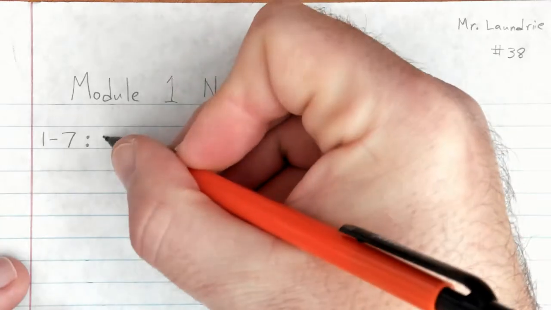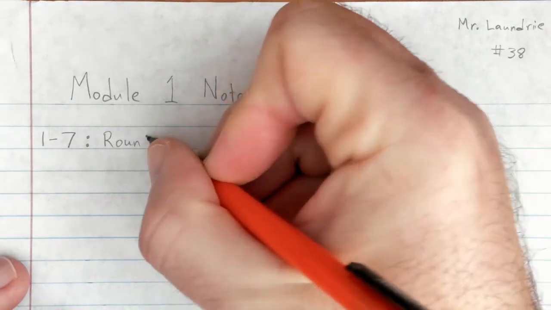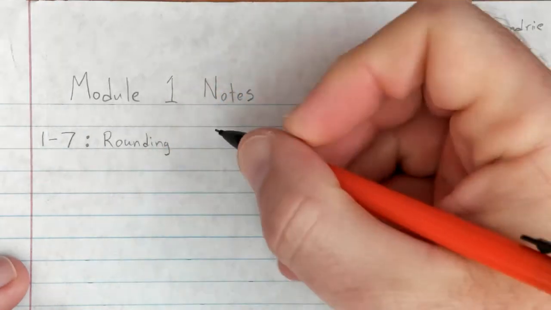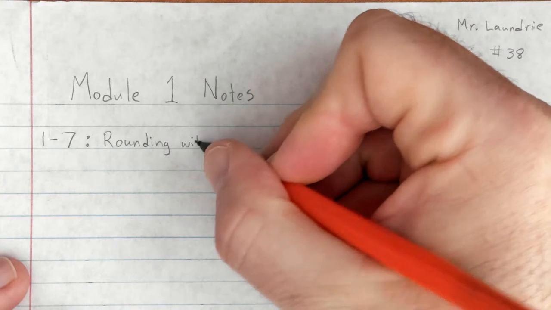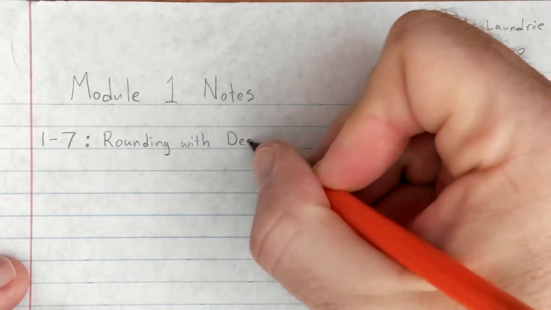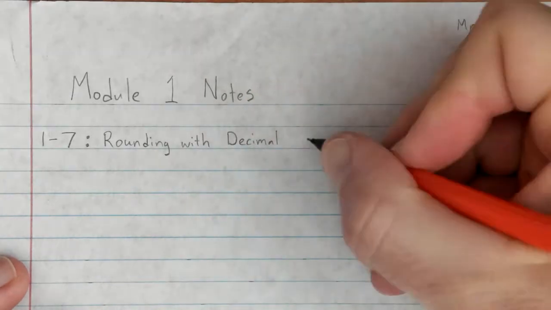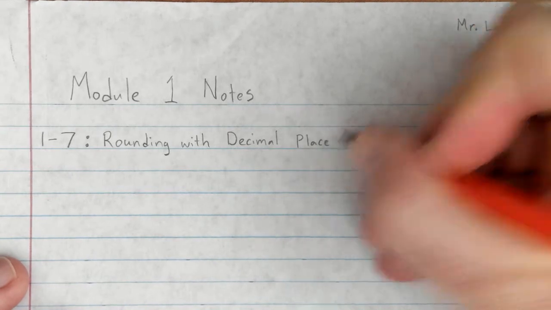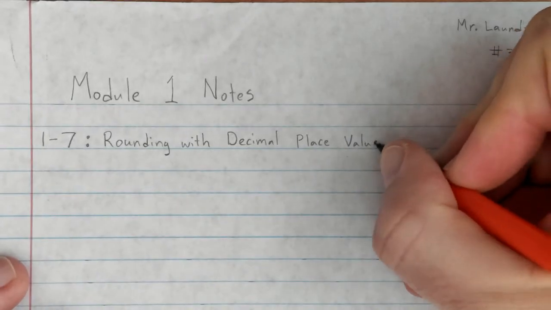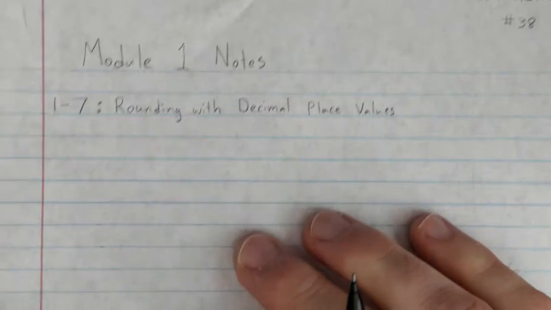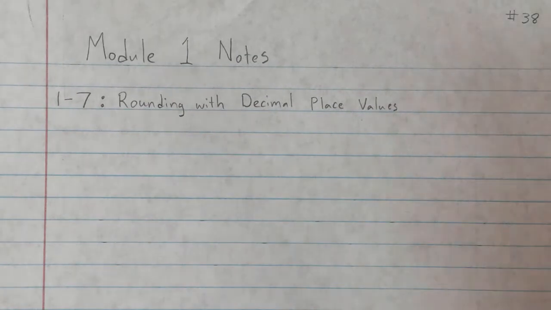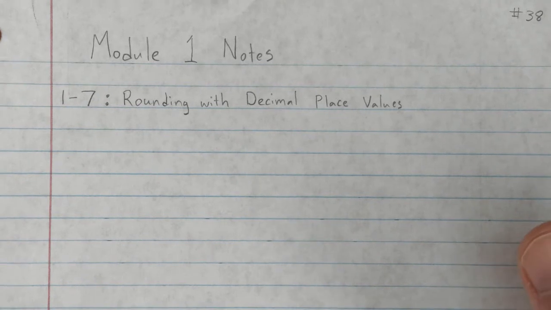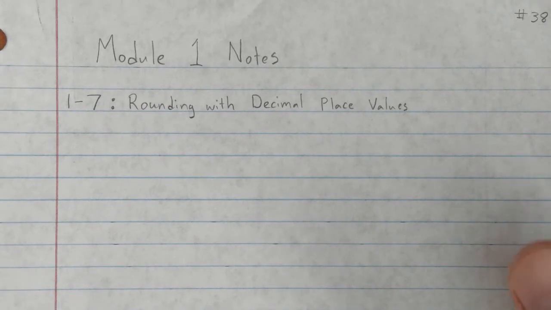We are rounding with decimal place values. Rounding with decimal place values. Okay. This is going to look pretty similar to regular rounding, but we're going out into the decimal places. Always makes things a little more interesting.